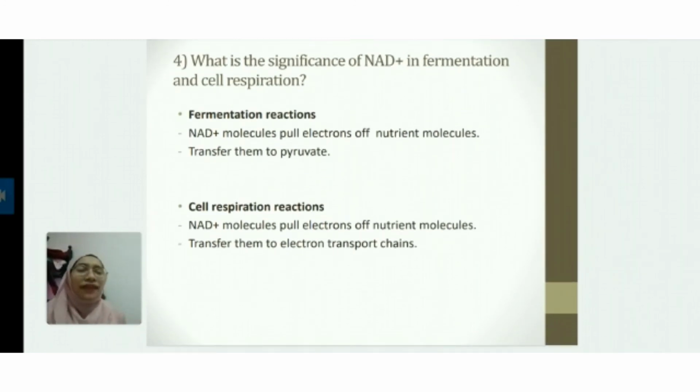What is the significance of NAD plus in fermentation and cell respiration? In fermentation, NAD plus molecules pull electrons off nutrient molecules and transfer them to pyruvate. In cell respiration, NAD plus molecules pull electrons off nutrient molecules and transfer them to the electron transport chain.